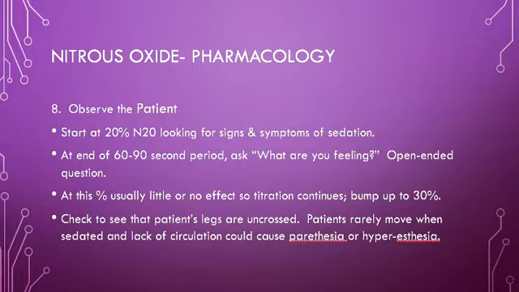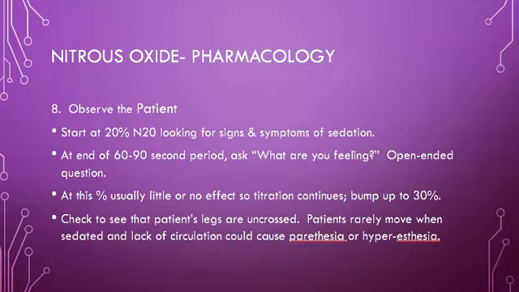Now that we've started administering the nitrous oxide, it's important to make sure that you're constantly monitoring the patient. You'll want to start at 20% nitrous oxide and make sure that you're looking for signs and symptoms of sedation. And at the end of about a minute or a minute and a half, you ask the patient how they're feeling. It's an open-ended question, so that they can give you a description of what they're feeling, what they're sensing. And at 20%, there's usually very little effect.